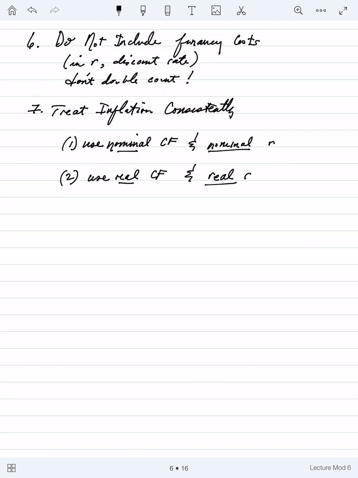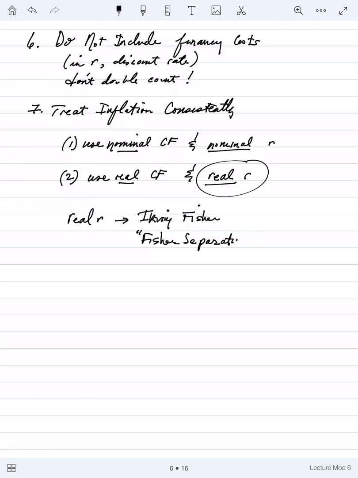Real interest rates are not directly observable. You have to take the nominal rates and pull off the inflation rate to get back to the real rates. Now, to get a handle on real interest rates, this is a tricky part. The real interest rate comes from the work of Irving Fisher, and this is known as the Fisher separation or the Fisher effect. I think it's written out as the Fisher separation in most finance texts these days.